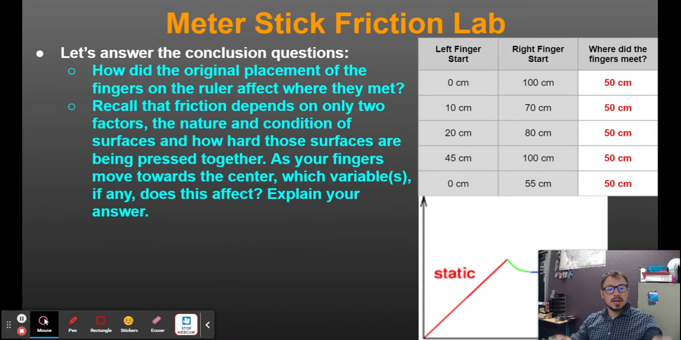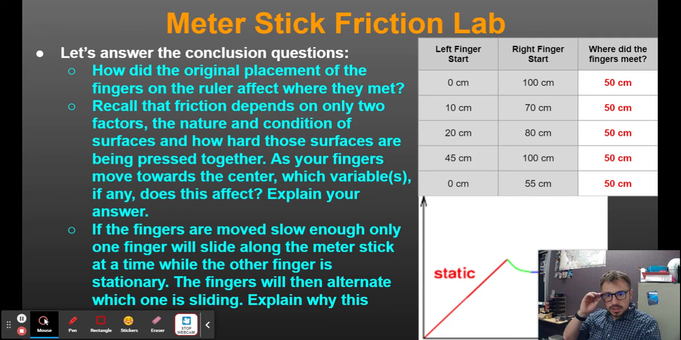Now, what this is doing is, as you're moving your fingers closer, that's changing how hard those surfaces are pressed together, right? Because as you get closer, there's more of a weight pressing down. That means there's more of a normal force that's changing how hard they're being pressed together. So if your fingers are moved slow enough, only one finger will slide along the meter stick at a time, while the other finger is stationary. The fingers will then alternate which one is sliding.